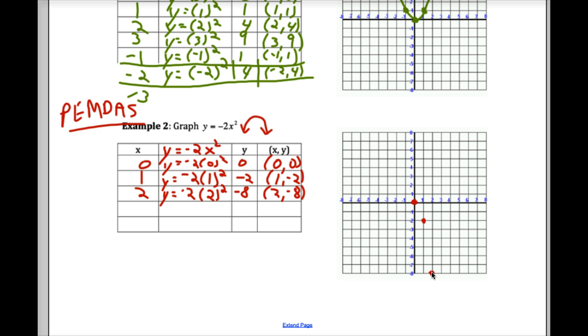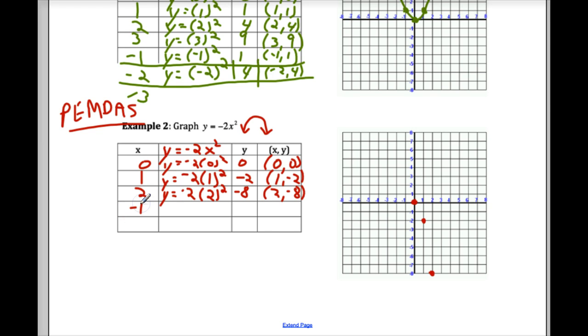Okay. Should we try 3? I think we get a big number. Let's do it. What's 3 squared? 9. Times negative 2 is negative 18. We'd be way off. We don't even have enough space to estimate it. So let's not try 3.